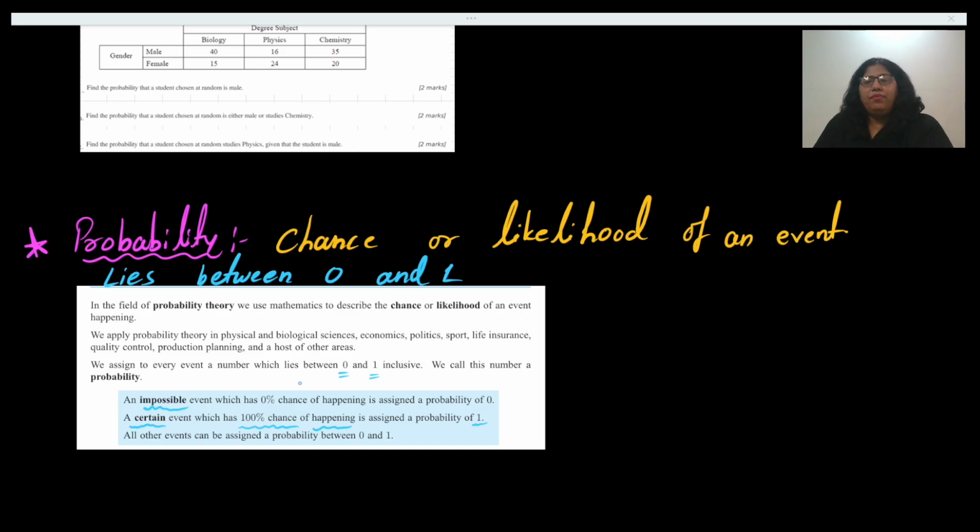We can never have a negative probability. We can never have a probability more than 1 either. So this part you have to remember.